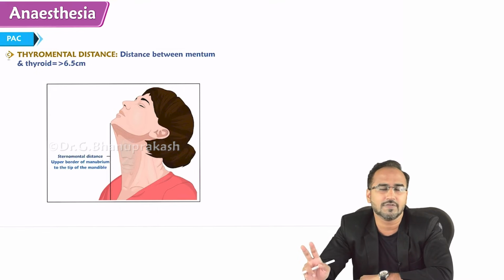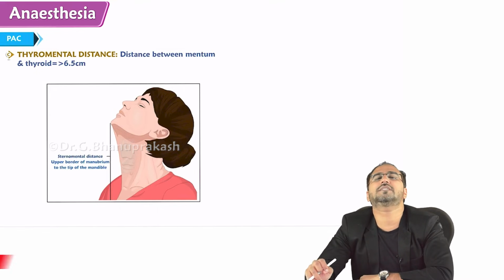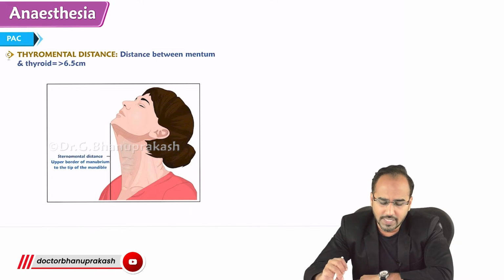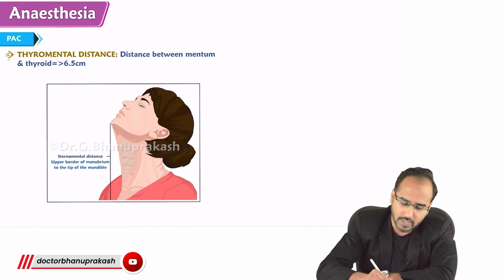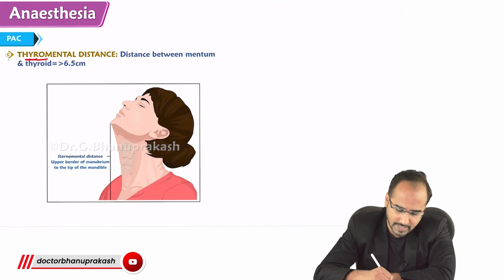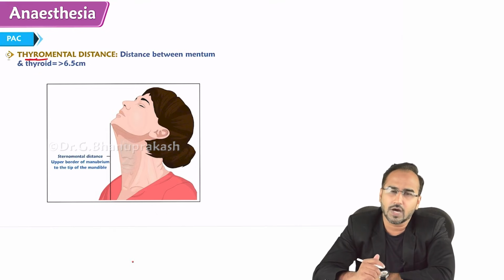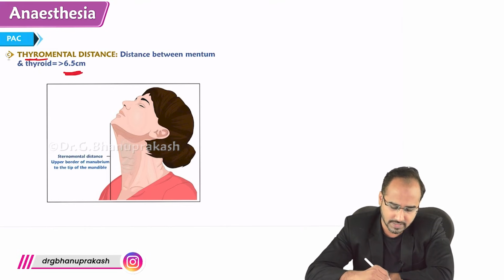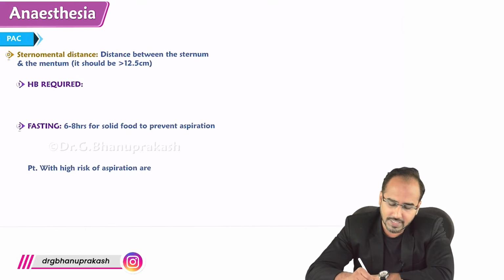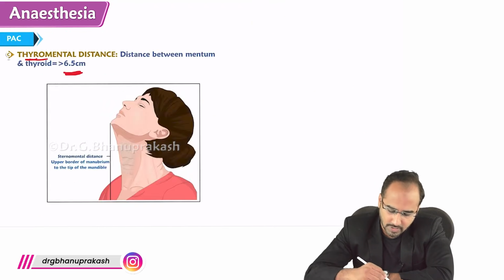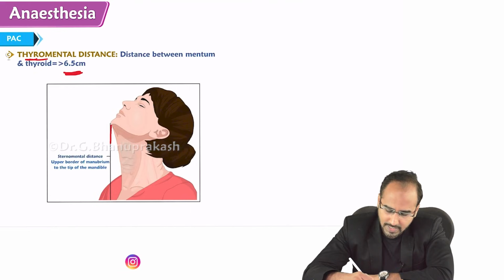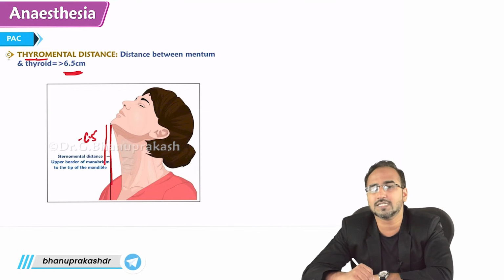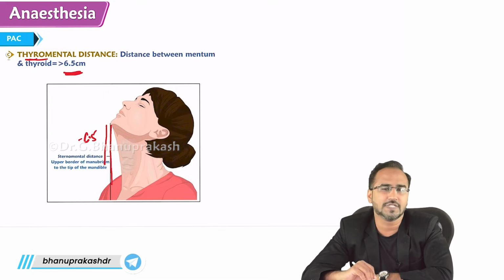Now coming to the next parameter. In airway assessment, we tell the patient mouth opening and two parameters, Mallampati and inter-incisor. Second thing that we need to tell the patient is, sir, please lift your chin. As you tell the patient to lift the chin, two parameters you need to look for. One is the thyromental distance, other is the sternomental distance. The normal thyromental distance should be 6.5 or more than 6.5 centimeters. Whereas the normal sternomental distance is double the thyromental distance. The normal thyromental distance was 6.5, so double is 12.5. So sternomental distance should be more than 12.5 centimeters.